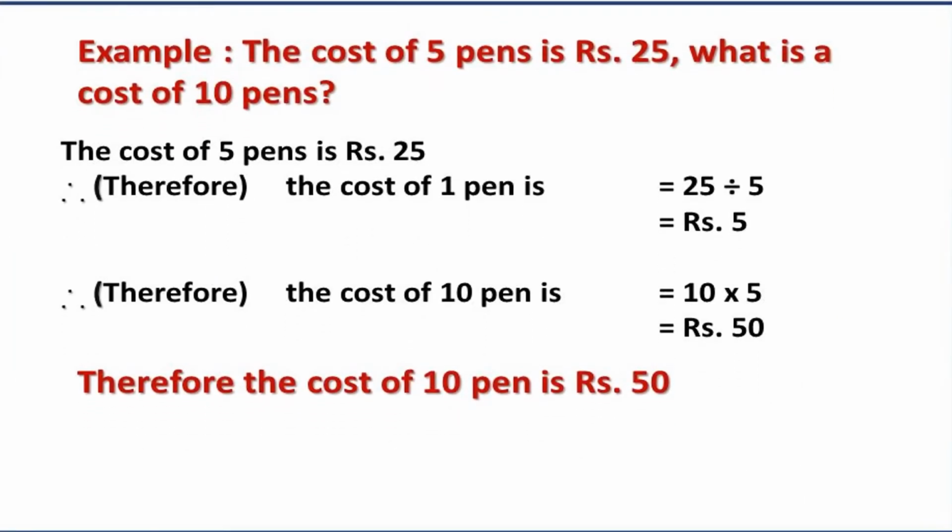See the example here. What is the cost of 5 pens? 25 rupees. What is the cost of 10 pens? See here, the cost of 5 pens is 25. We have to find the cost of 1 pen, so we have to divide. In the unitary method, many are given and we want to find only one, so we should divide. So 25 divided by 5, the answer will be 5. So the amount for 1 pen we know, and it's easy for us to find the rest.